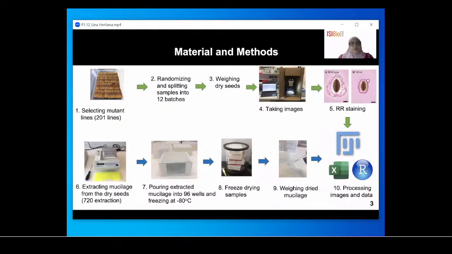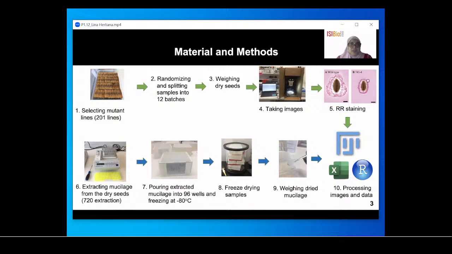The 201 putative mutant lines had been propagated by selfing to the 5th generation. I randomized and split samples into 12 batches as the processing took several days. Before mucilage extraction, 20 seeds for each mutant line were weighed using an analytical balance and photographed under a dissecting microscope to obtain seed measurements. To identify the mucilage extrusion pattern, representative seeds from each line were stained with ruthenium red, RR.